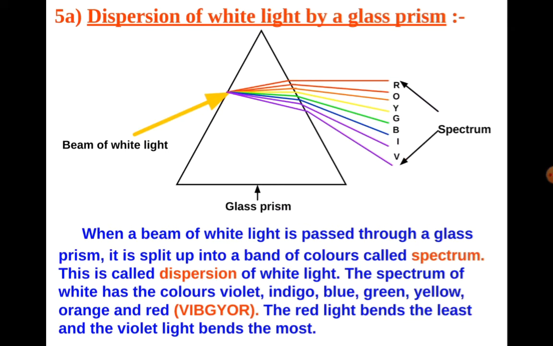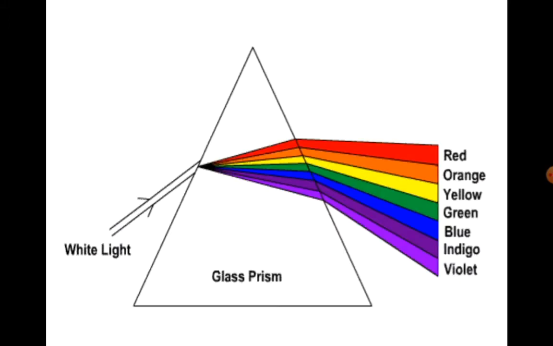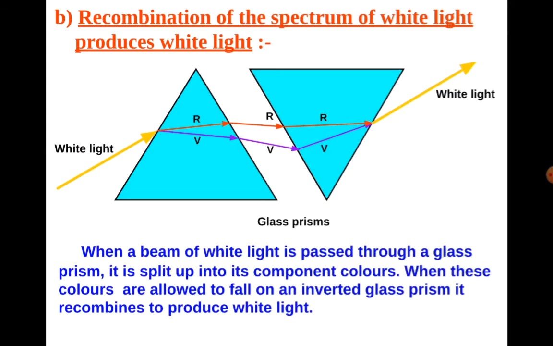I hope you will understand this, and also the wavelength and the deviation, which is deviated most and which is deviating the least. You can see here from this picture also you can understand the longer wavelength and the shorter wavelength. Recombination of spectrum of white light produces white light.